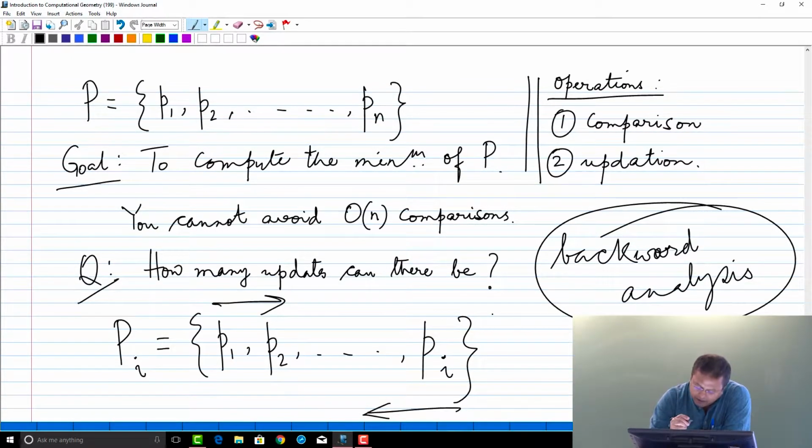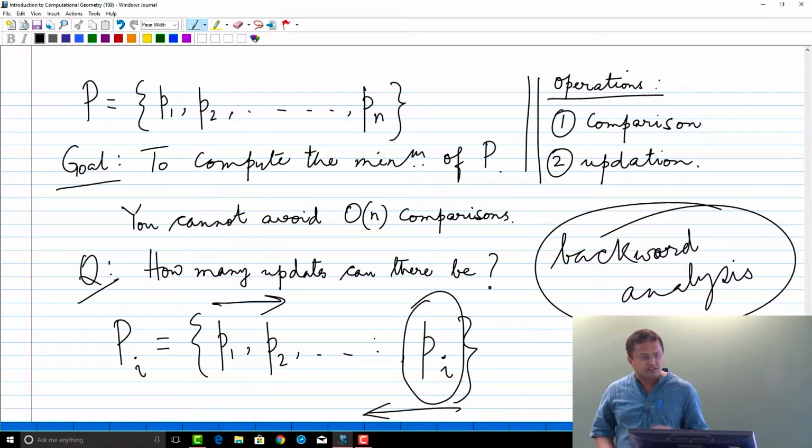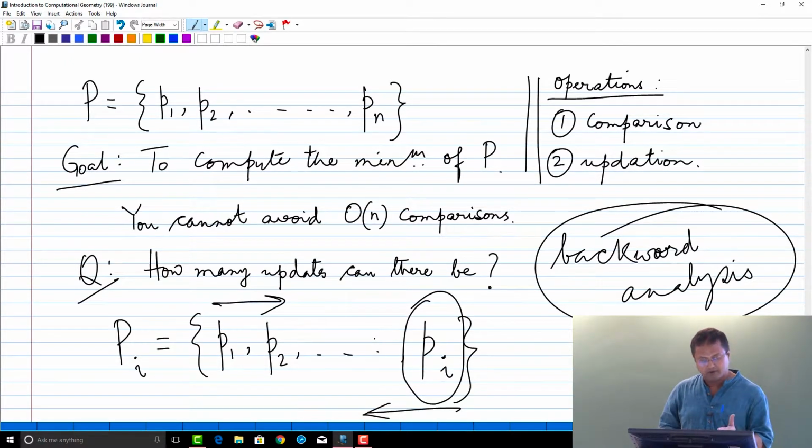But tell me, when can there be an updation at the ith instance? If and only if it is the minimum among all of them, right. So, this is what backward analysis is all about. I have inserted, right. Now, what I do is, I just take off P_i and see what happens. Instead of arguing from the front, I argue at the back, right.